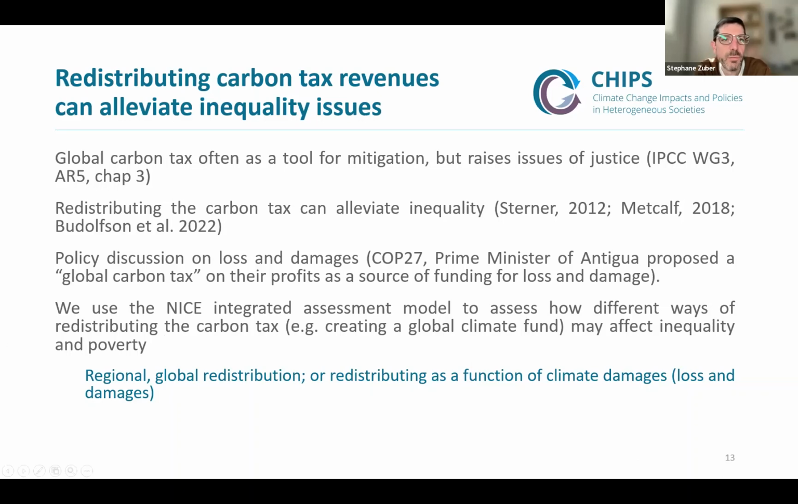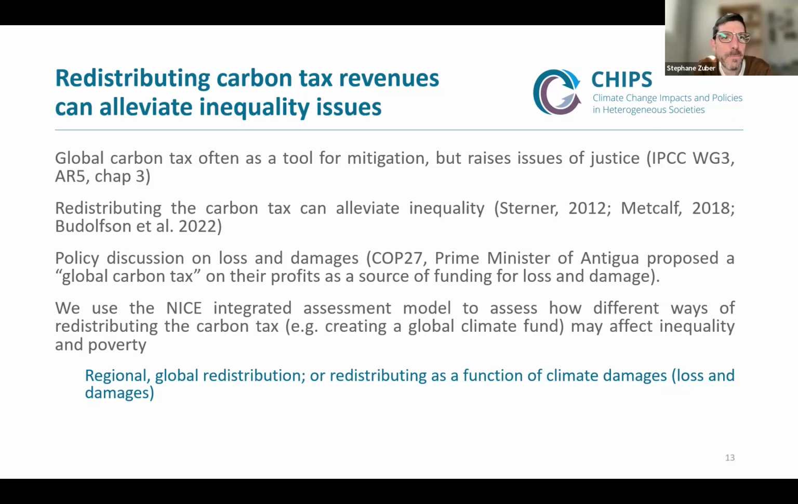So we know that a global carbon tax, or carbon tax in general, can be a good tool for mitigation, but as we mentioned already before, it's not very well accepted. And one reason for that is that it raises a lot of issues in terms of justice and inequalities between different income groups. So actually, when we do some redistribution of the carbon tax revenue, it's already known that there can be some benefits even in terms of inequality, and that the carbon tax can help in that direction to alleviate inequality and mitigate a little bit those negative effects that prevent the adoption of carbon taxes.